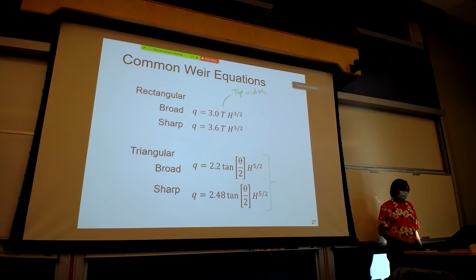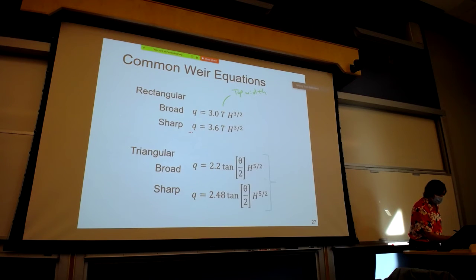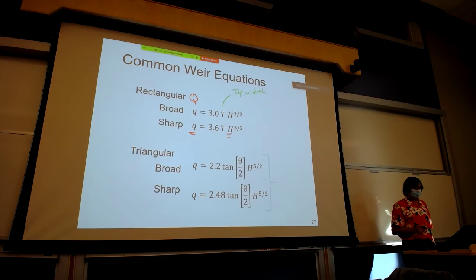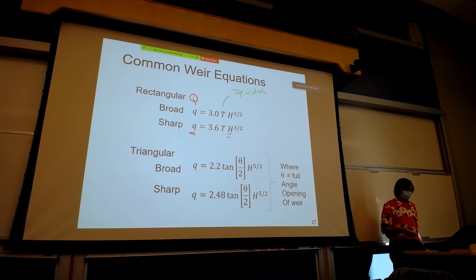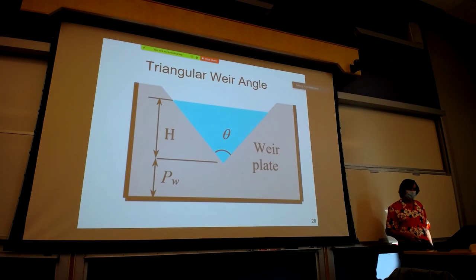So these are very simple equations. And again, what you have is discharge versus elevation. That's a rating curve. For the triangular weirs, similarly, you can have a broad-crested triangular weir or a sharp-crested triangular weir. Very simple equations, and theta is the full opening angle of the weir. It looks something like this.